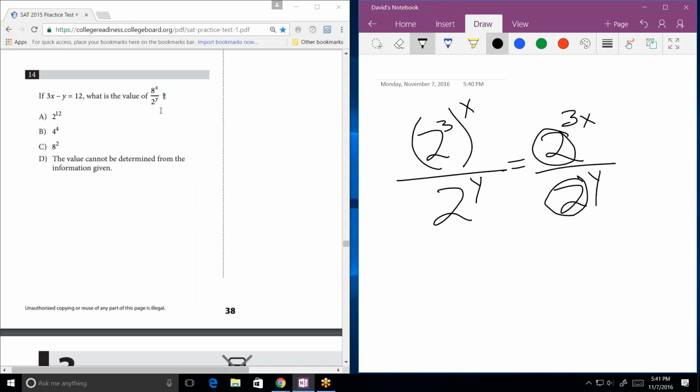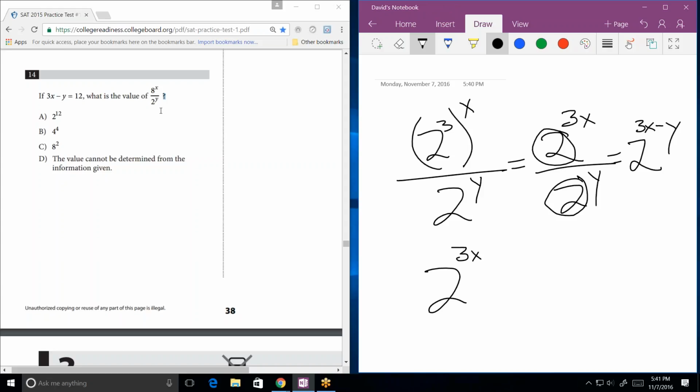So that has to be equal to what? 2 to the 3x minus y. Remember, when we're doing division, we subtract the exponents. Well, now we have something we can work with.